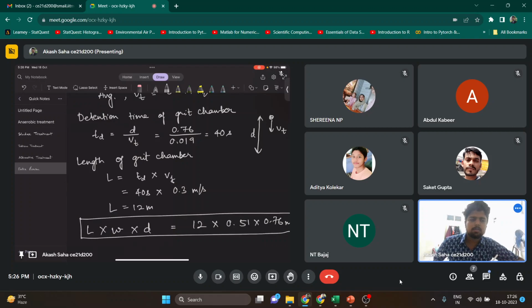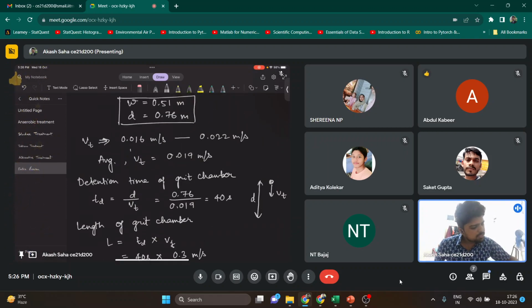Are you able to understand? Is there any problem with this? Okay, now if you have understood this problem, tell me what is the problem when I am taking the average settling velocity as 0.019, because some particles are settling with the speed of 0.016 meters per second, some particles are settling with 0.022 meter per second, but I am taking the settling velocity as 0.019 meter per second. So what will be the problem with this chamber? Can someone tell me what will happen?